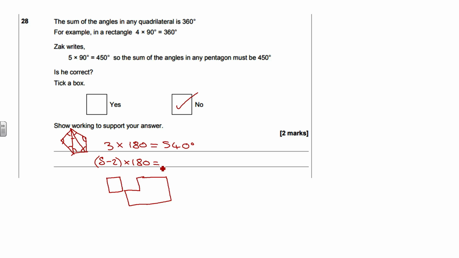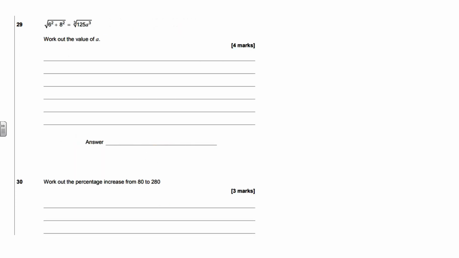But I can't make four 90-degree sides giving me a pentagon. It just doesn't seem to work. Right. Question 29. The square root of 6 squared plus 8 squared is the cube root of 125a cubed. Work out the value of a. Whoosh! Well, isn't that a whole bunch of fun?